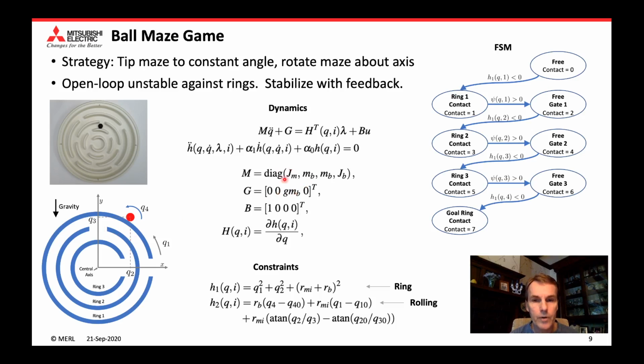The dynamics are very straightforward. I won't go through that. There are two constraints when we're in contact. One of them is basically maintain the distance from the center, so stay a certain distance away. The other one is the rolling constraint, which is not so obvious, but basically this ball here has to roll against this ring when you're in contact. That's actually a holonomic constraint because this is just a one-dimensional problem in this case. The finite state machine is a little bit simplified here, so we just go from free to contact to free to contact. It's very simple.